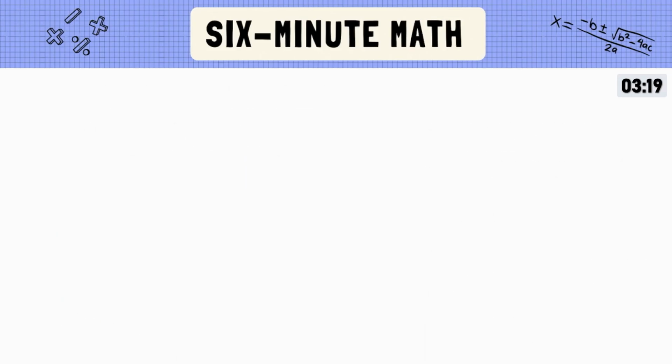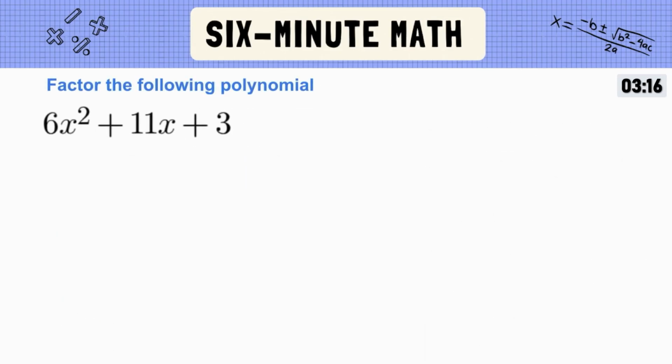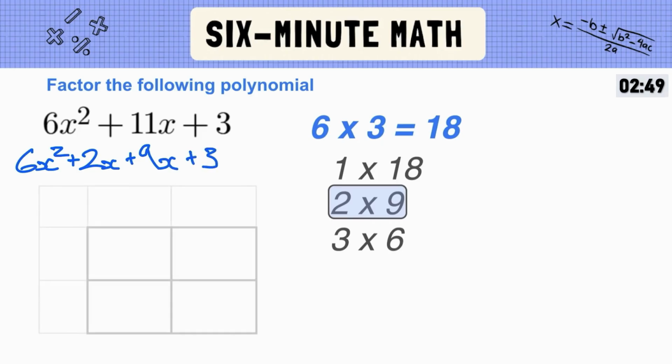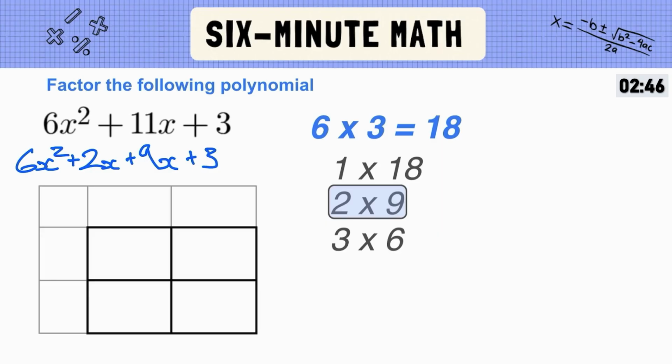So let's see this in motion. We're going to factor 6x squared plus 11x plus 3. I multiply my a and c value, and I find which two terms add to that middle b value, which is 2 and 9. So I'm going to write my new polynomial, 6x squared plus 2x plus 9x plus 3. And I have my box, and I'm going to write my terms in. 6x squared, positive 2x, positive 9x, positive 3.